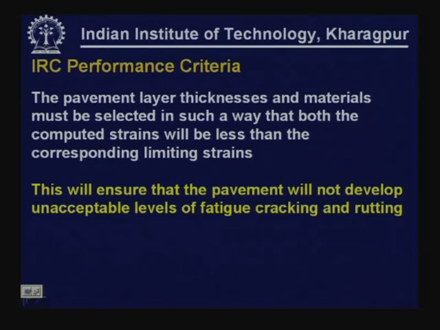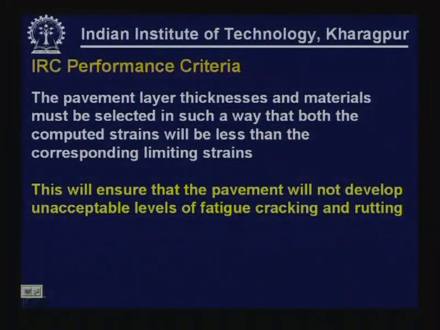The pavement layer thicknesses and materials must be selected in such a way that both the computed strains will be less than the corresponding limited strains. This is what we have been discussing. We have to select layer thicknesses and materials in such a way that the initial computed strains, when this pavement is subject to a standard loading condition, will be less than the limiting strains given by the performance criteria for a given traffic loading condition. This will ensure that the pavement will not develop unacceptable levels of fatigue cracking and rutting.